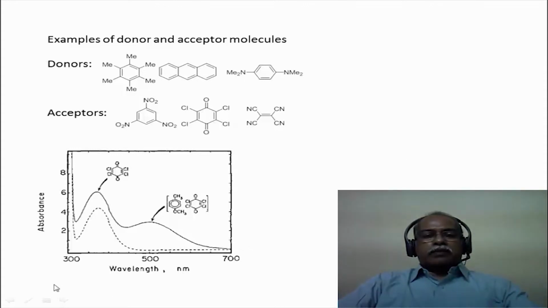Now if you take this spectrum, the first dotted line spectrum corresponds to the chloranil spectrum itself. In other words, chloranil has an absorption around 340 nanometers or so, corresponding to the pi to pi star transition of chloranil. Paramethoxytoluene is a colorless substance, whereas chloranil is a pale yellow substance. When these two are mixed together, a bright orange color is what is seen in the spectrum.